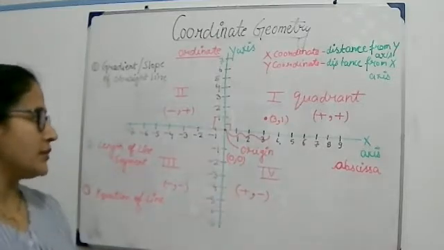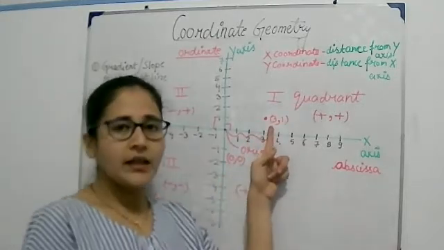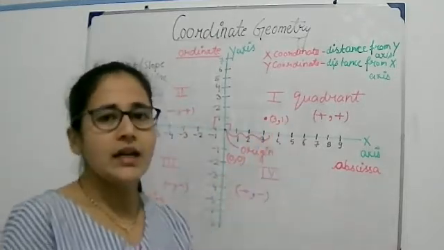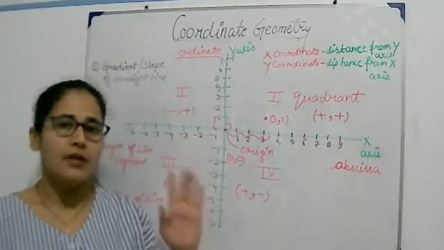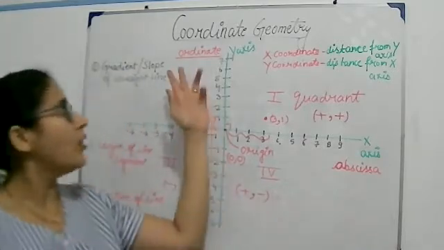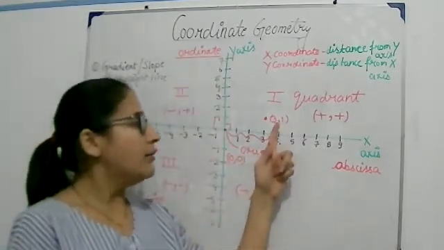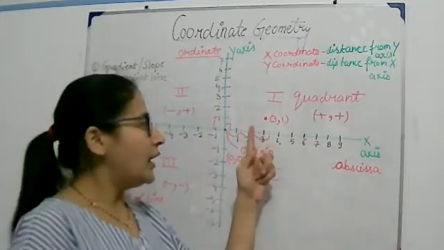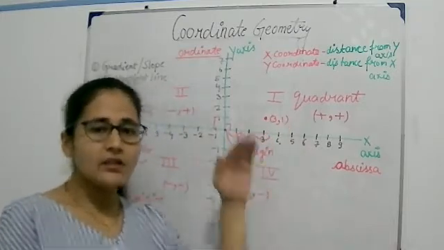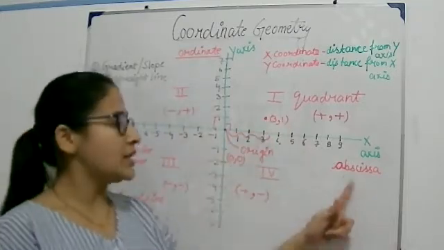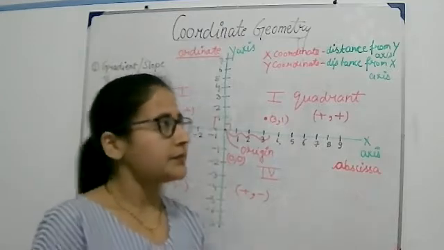Please remember this one. X coordinate of any point is the distance of that point from y-axis or from ordinate, and y coordinate of that point is the distance of that point from x-axis or abscissa.